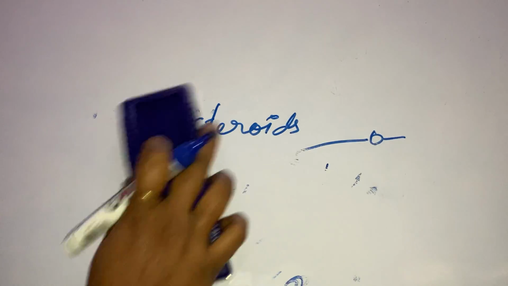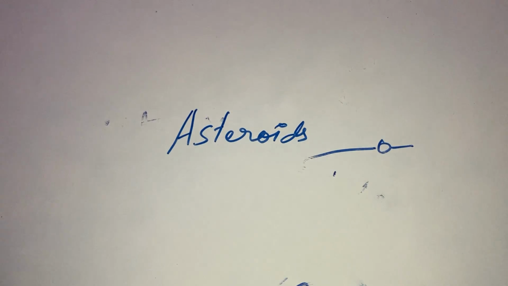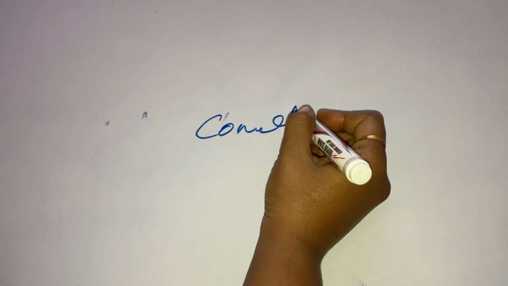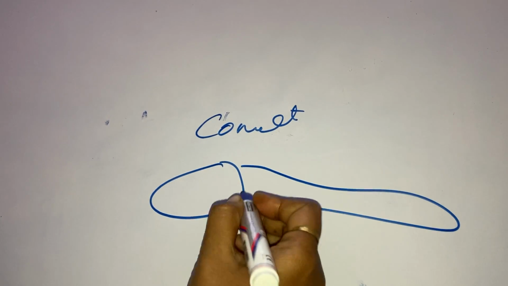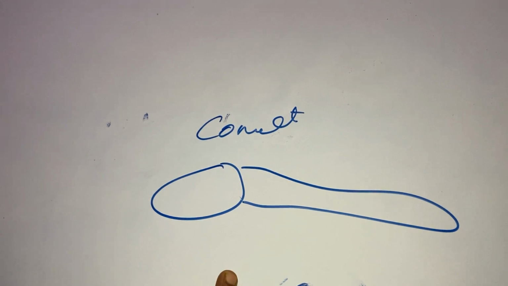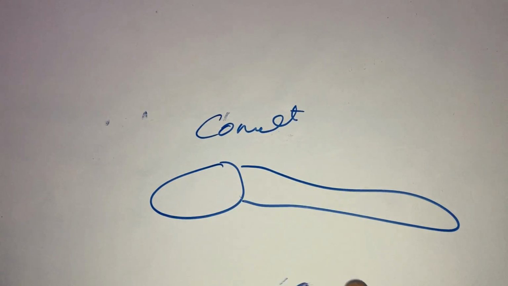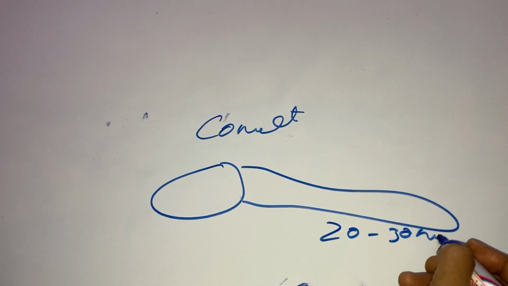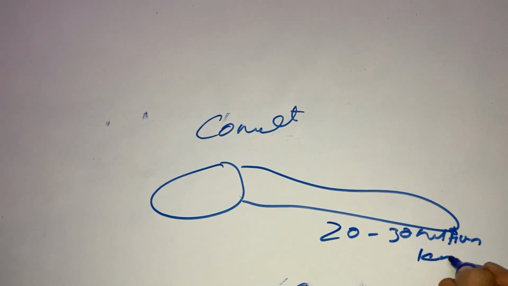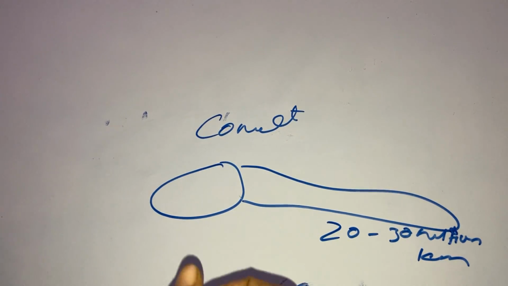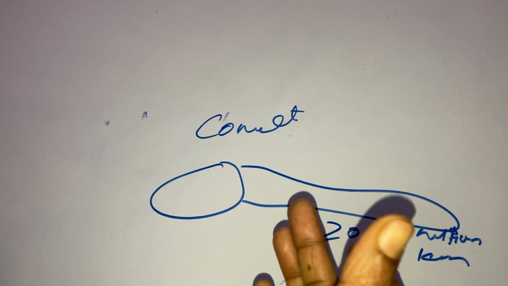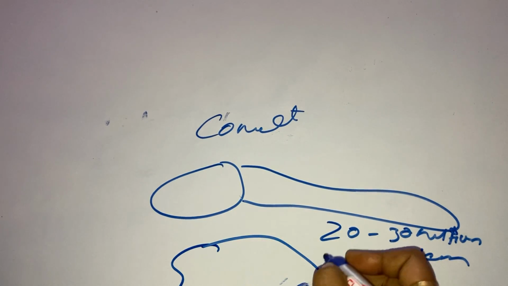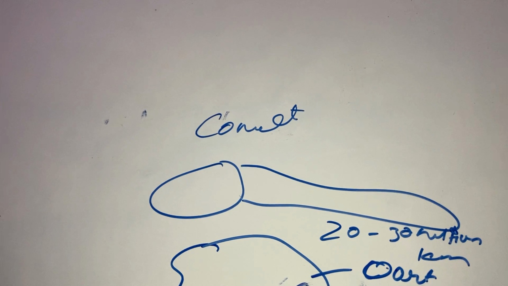So next is comets. A comet has a head and a tail, which originate when it gets closer to the sun. The tail is 20 or 30 million kilometers long, and it is formed by the force of the solar wind and radiation. Comets can originate from a huge cloud which is called the Oort cloud.